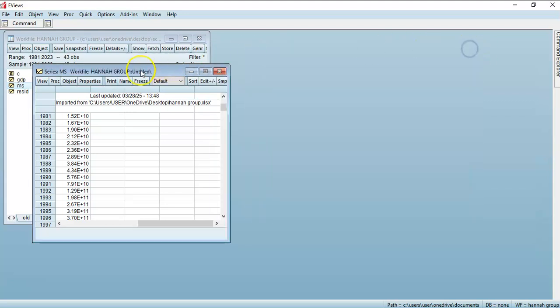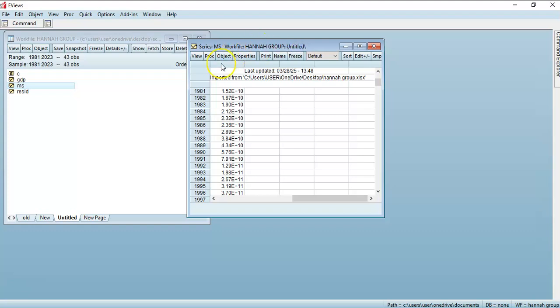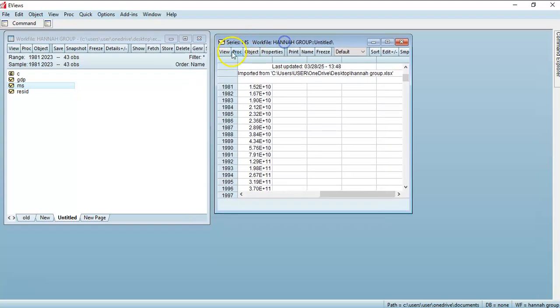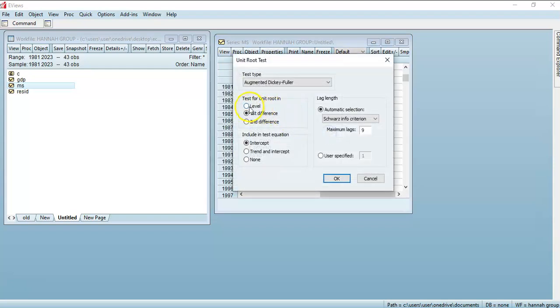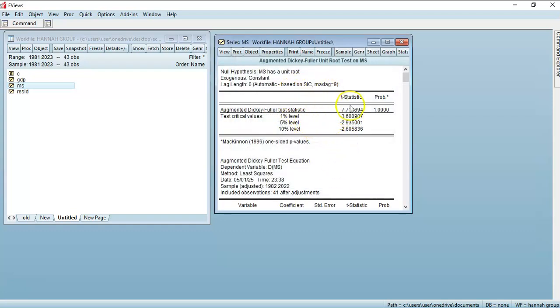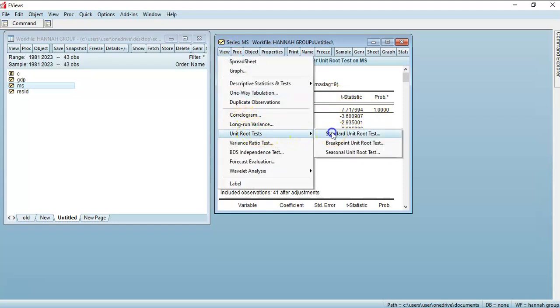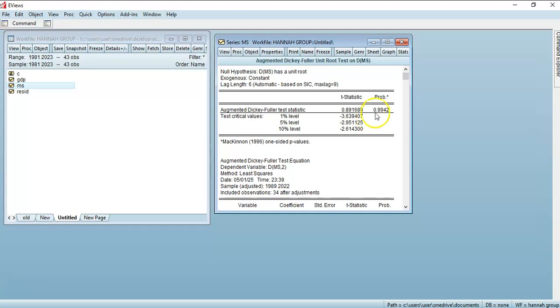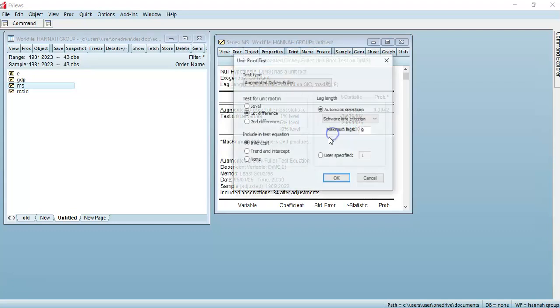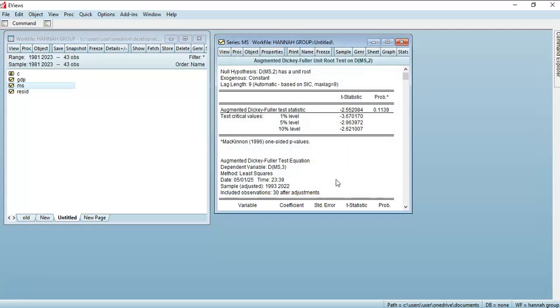So we also have to check money supply. We close out of GDP, open money supply, go to the view, and run a standard unit root test. At level, money supply is not stationary. At first difference it is also not stationary, 0.9942. Let's see the second difference. The second difference is also not stationary, so in the ADF framework money supply is not stationary.